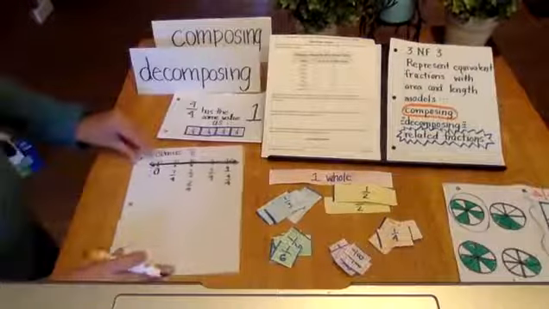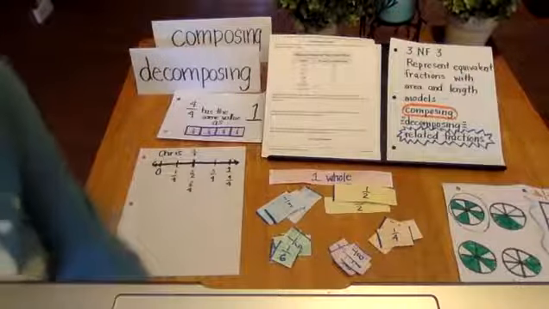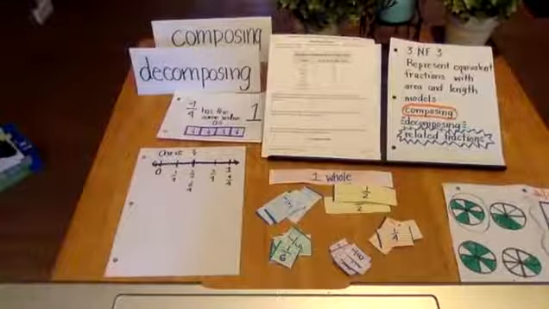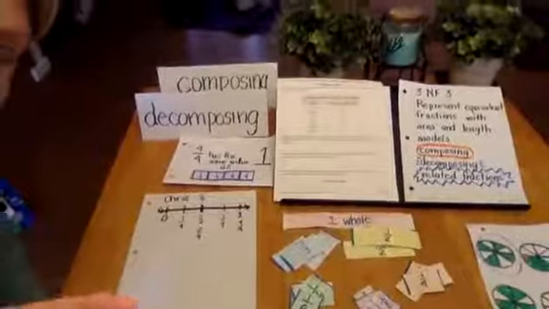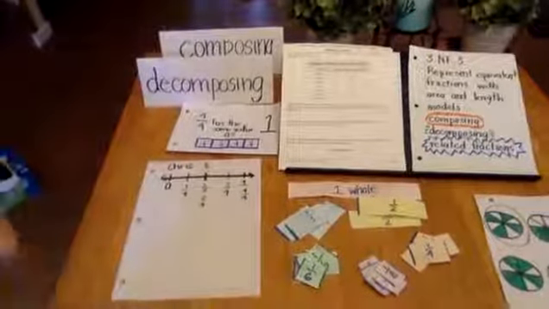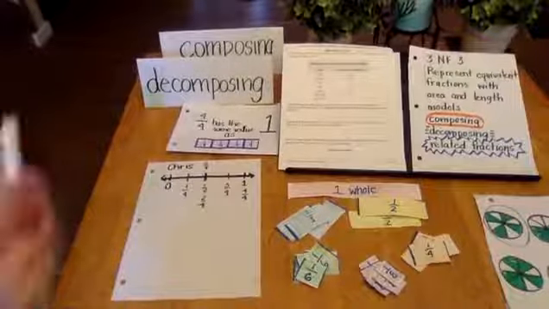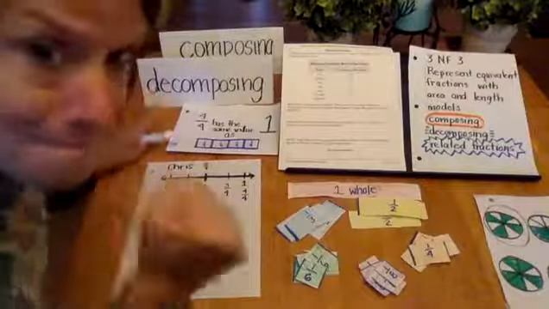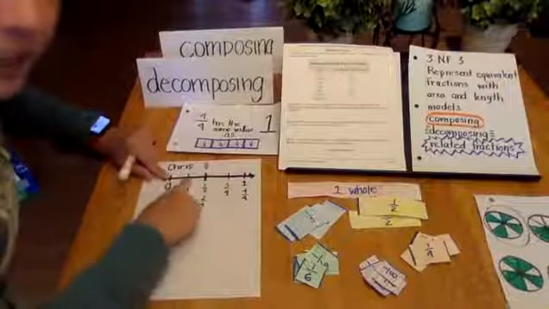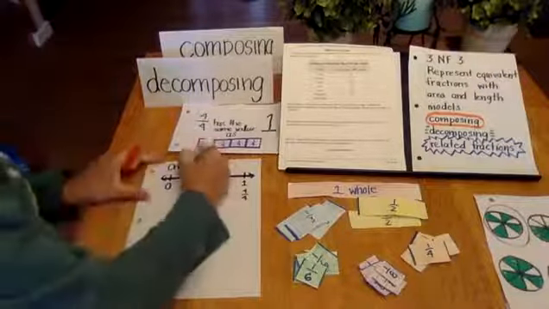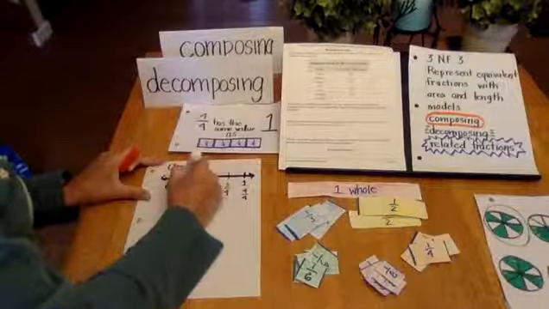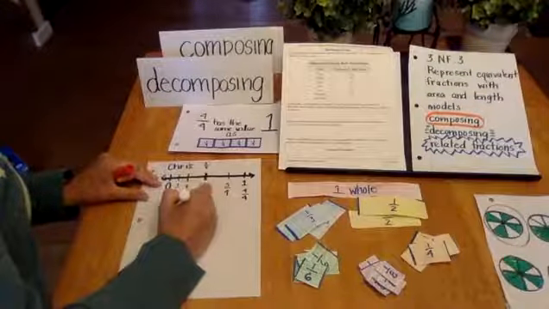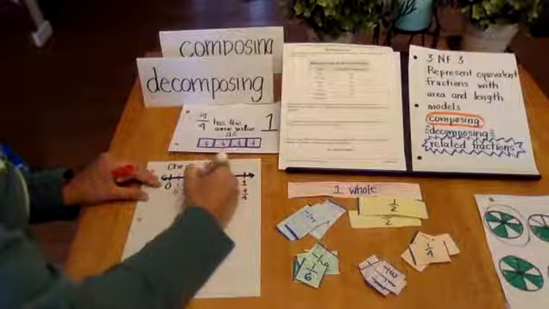Back to the one whole. Let me try to get you a little bit closer. I think that's a little bit better, so we're going to go with it. Then I'm going to decompose each fourth in half, and that's going to give me my eighths. So that's 1/8. That's 2/8. Decompose here, 3/8.